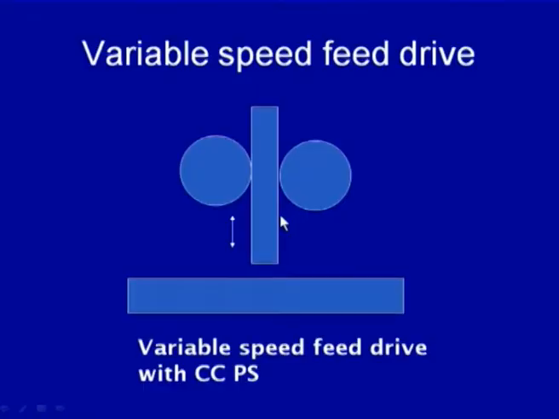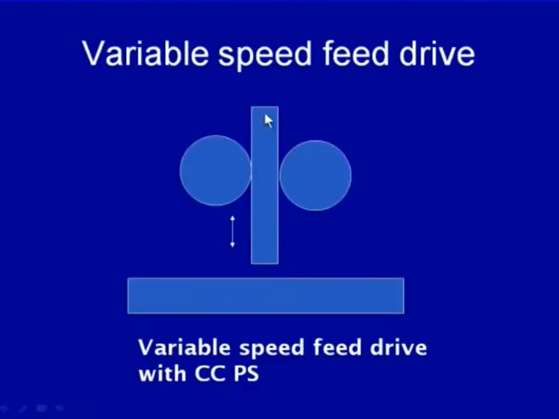Conversely, we can also say that if the gap is increased due to any reason, the electrode feed speed is increased, so that the gap can be maintained, or if the gap has been reduced, then the speed of the rollers is reduced, so that the gap can be increased.